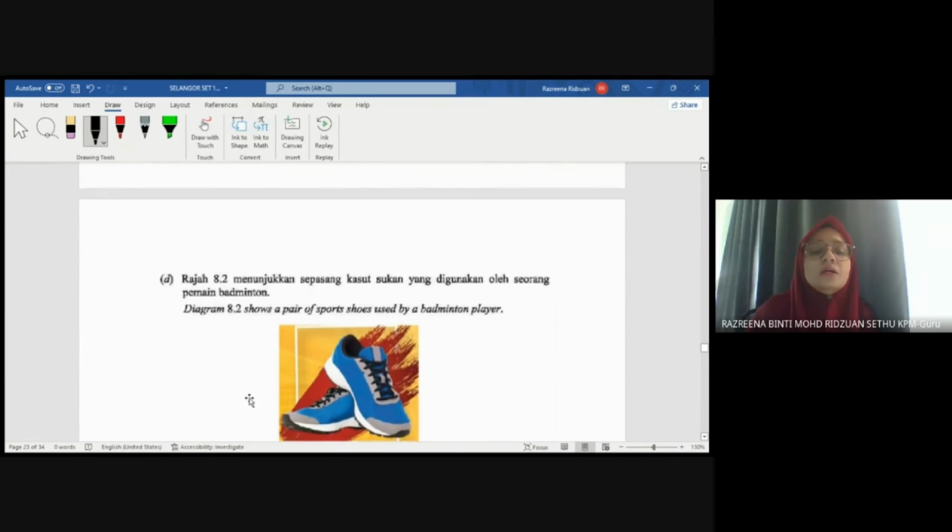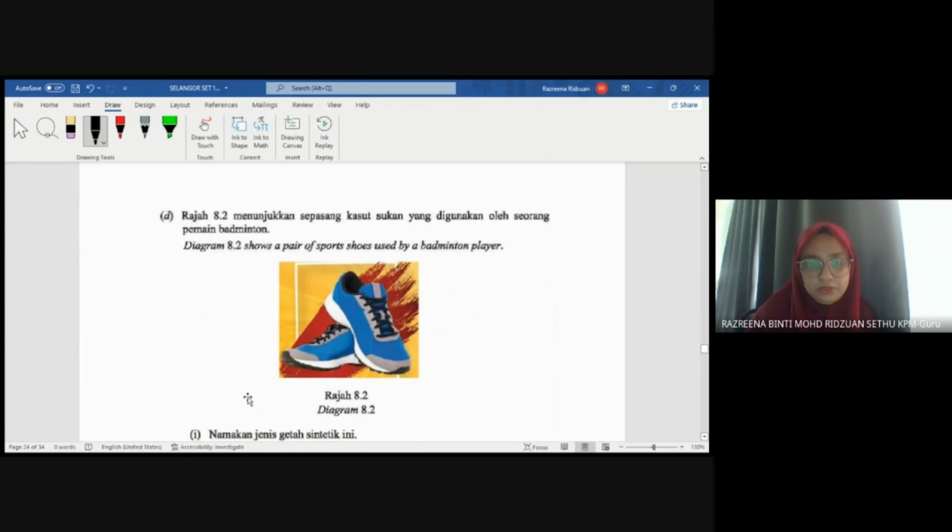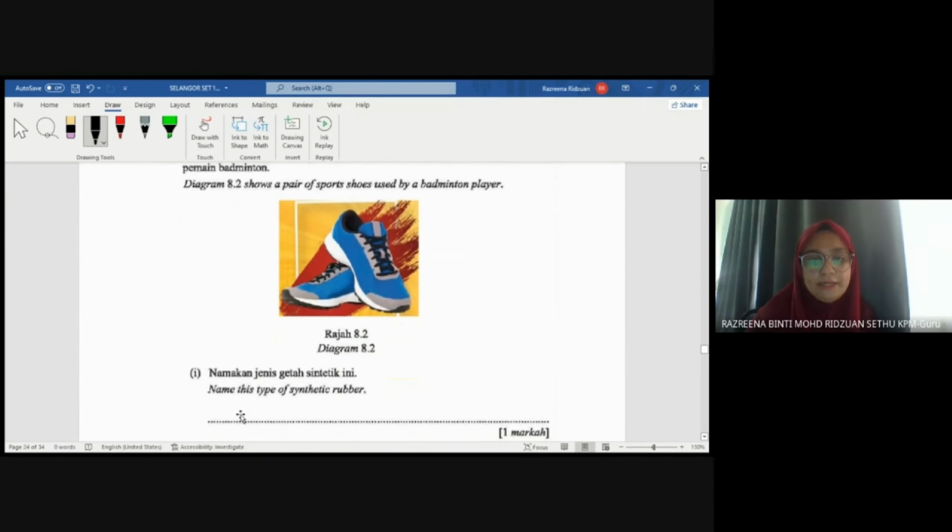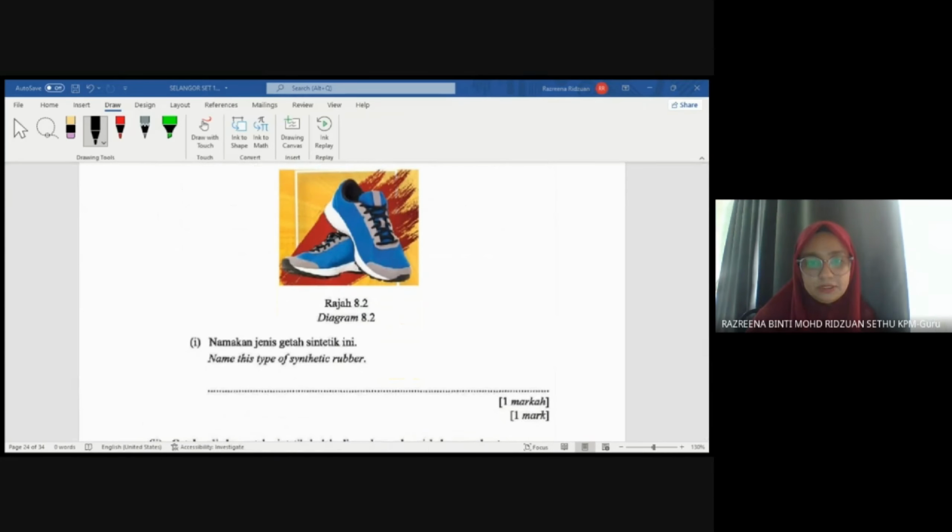Question D. Diagram 8.2 shows a pair of shoes used by a badminton player. 1. Name this type of synthetic rubber. So you know that this is a synthetic rubber, and they use SBR, styrene butadiene rubber.